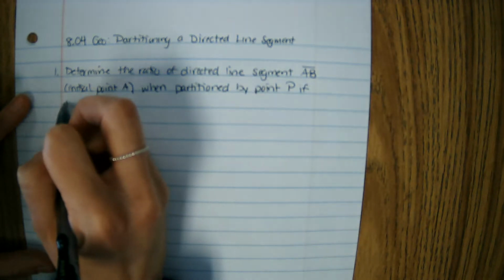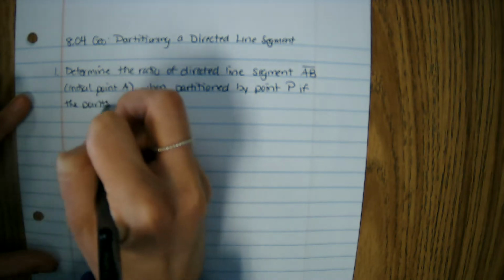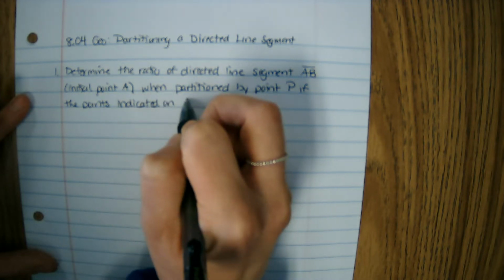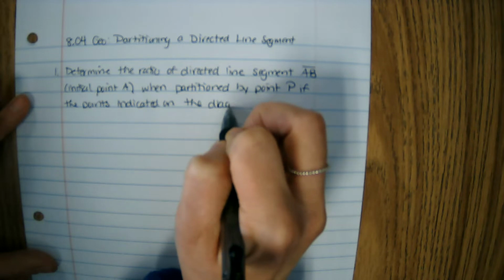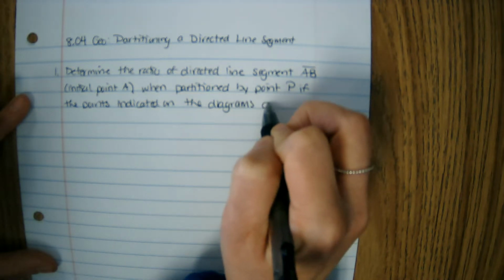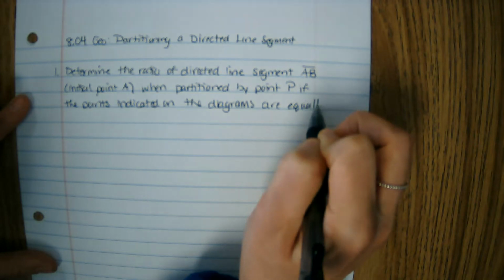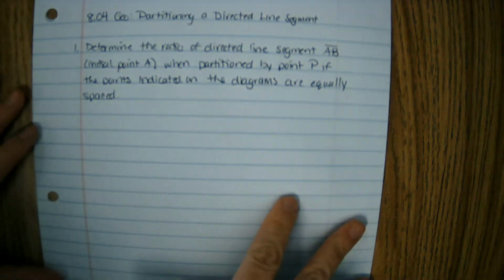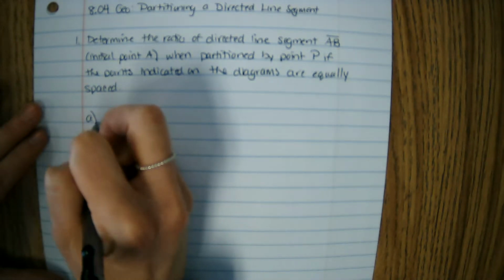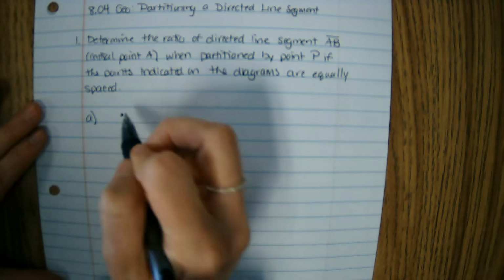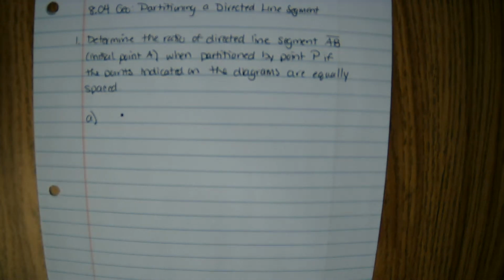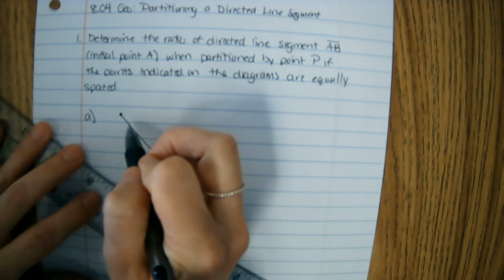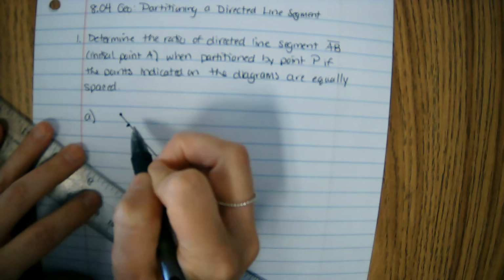if the points indicated on the diagrams are equally spaced. All right, so A. Let's take a segment. So segment AB, we'll divide it up. So we're going to assume these are equally spaced.